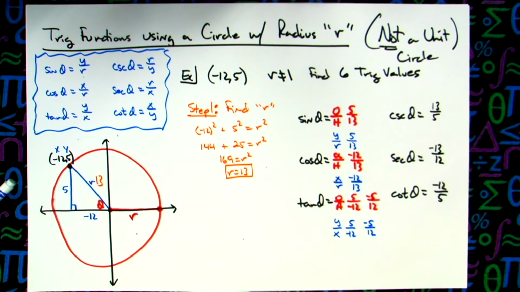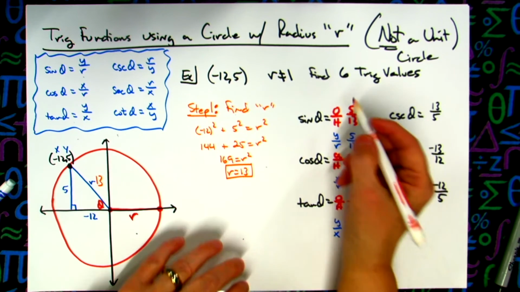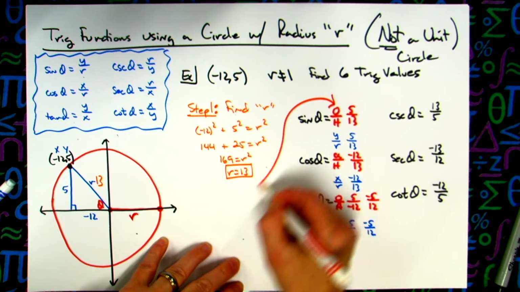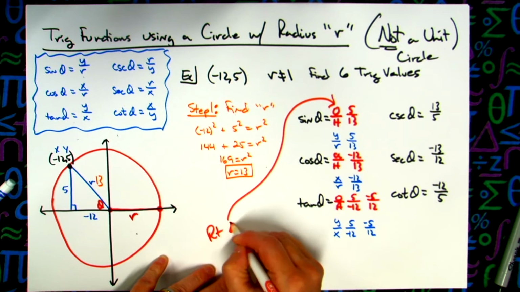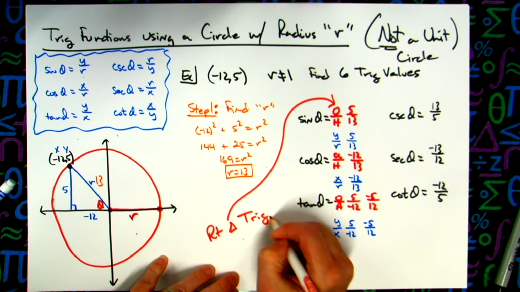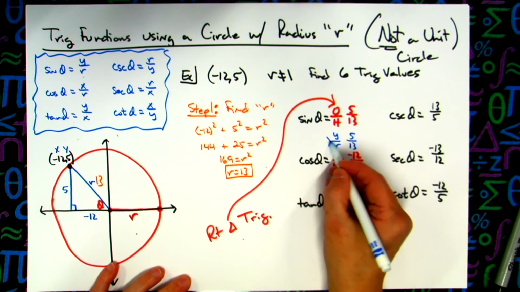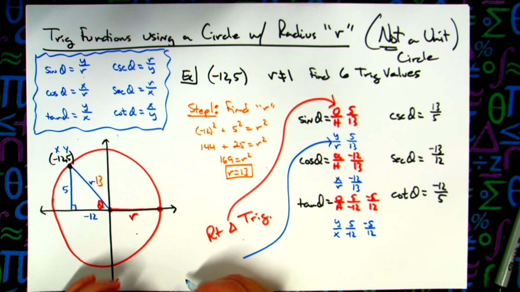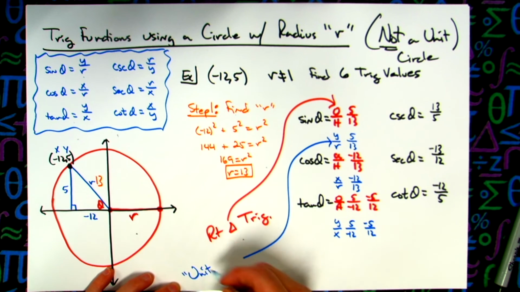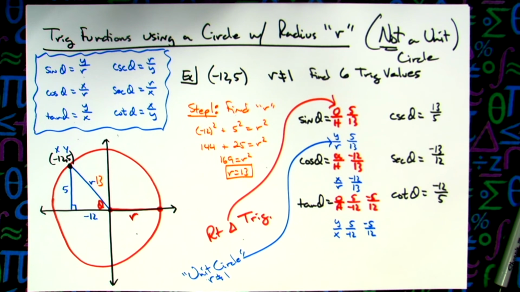Okay, this is right triangle trig, using those definitions. And the blue is based on a unit circle, except not a unit circle here, but our definitions where r is not equal to 1. So same problem, I can work it in a multitude of ways.